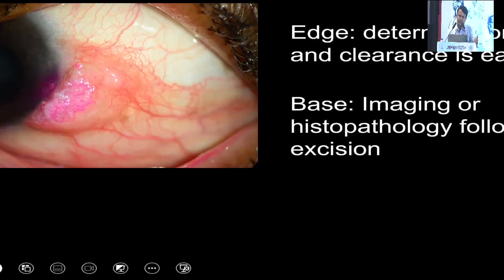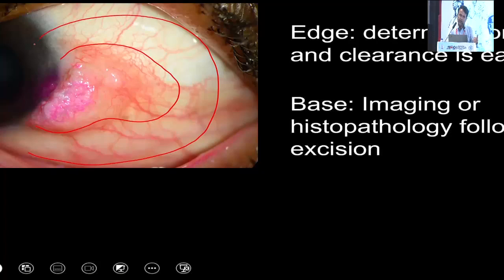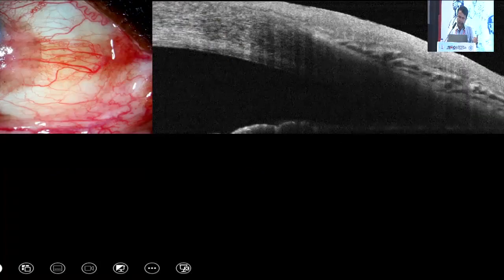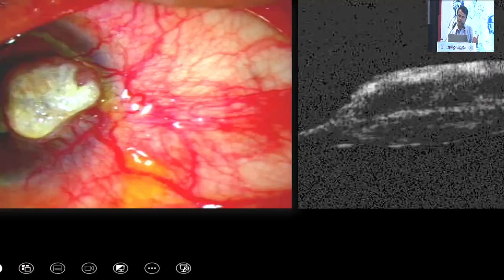Surgery would mean excision with edge as well as base clearance. Edge is very easy to detect. You see the patient on slit lamp, stain the tumor with rose bengal, you have the entire edge visible, beyond which you go 4 millimeter and you're done. But what about the base? Base has to be assessed on imaging sometimes, because on slit lamp you may not be able to assess the base. So you have to do imaging to see how deep the tumor is, and then you excise it. That is how you deal with the base.